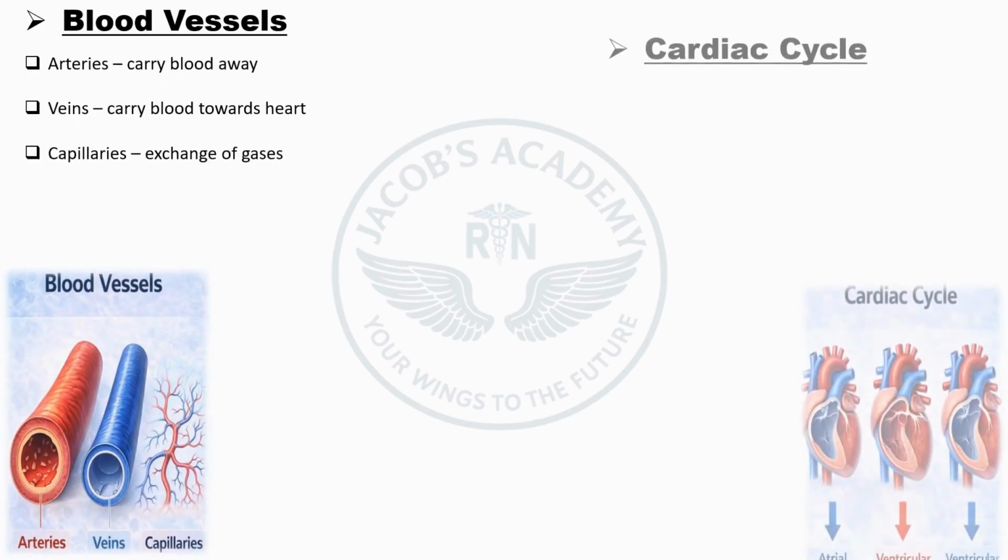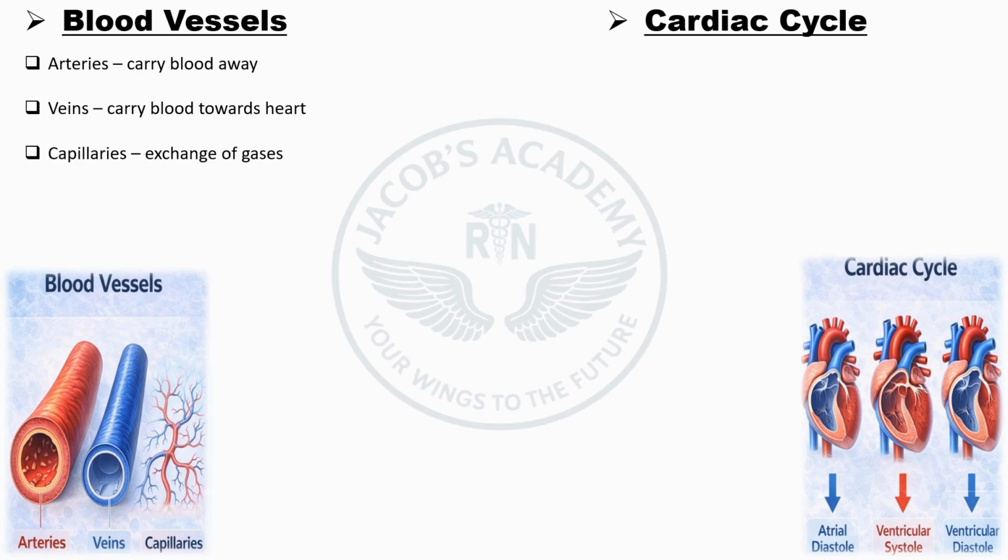Now let us understand blood vessels and the cardiac cycle. So the blood vessels are the tubes through which blood flows in our body. There are three types of blood vessels: arteries, veins and capillaries. The arteries carry blood away from the heart. The veins carry blood towards the heart. And the capillaries are very thin vessels where the exchange of gases, nutrients and waste products takes place between blood and the body tissues. So now let us move to the cardiac cycle.